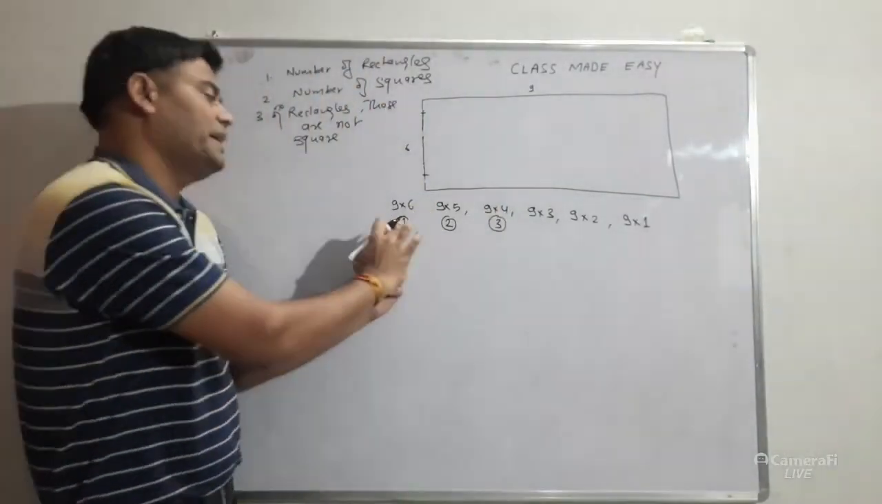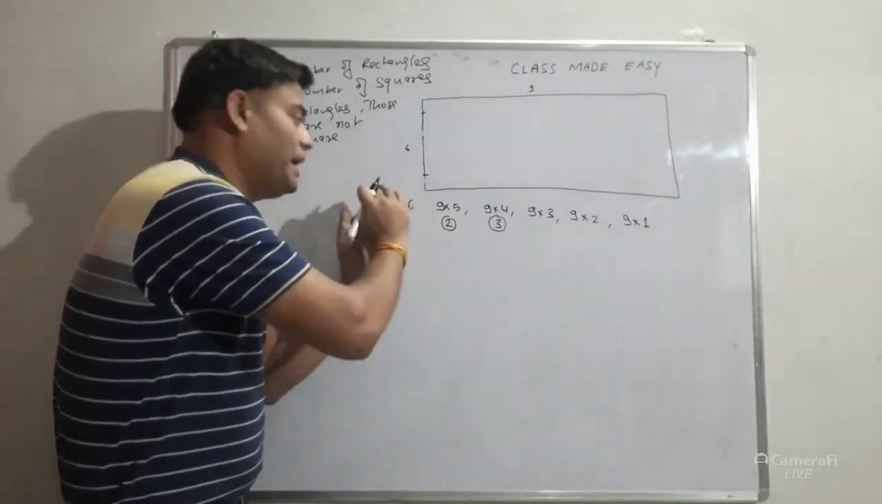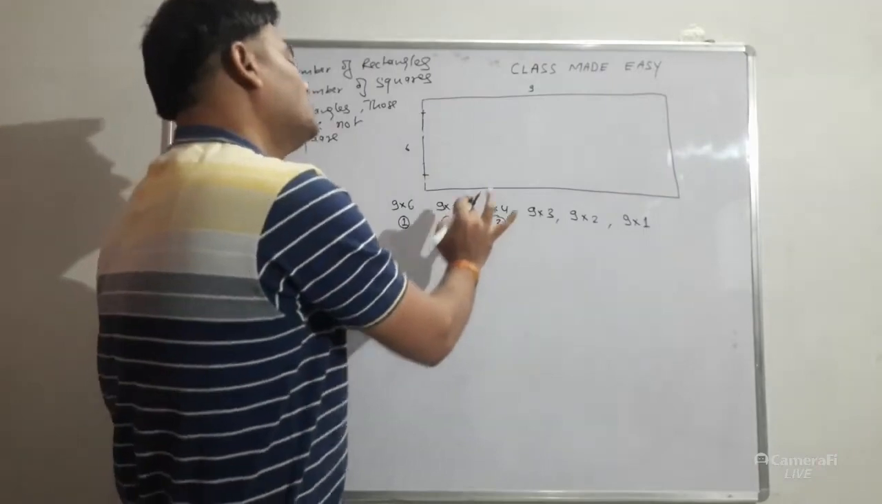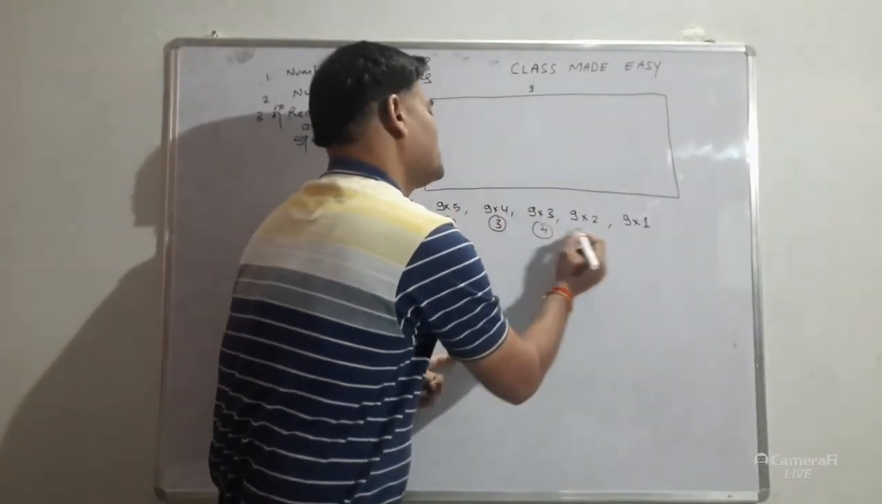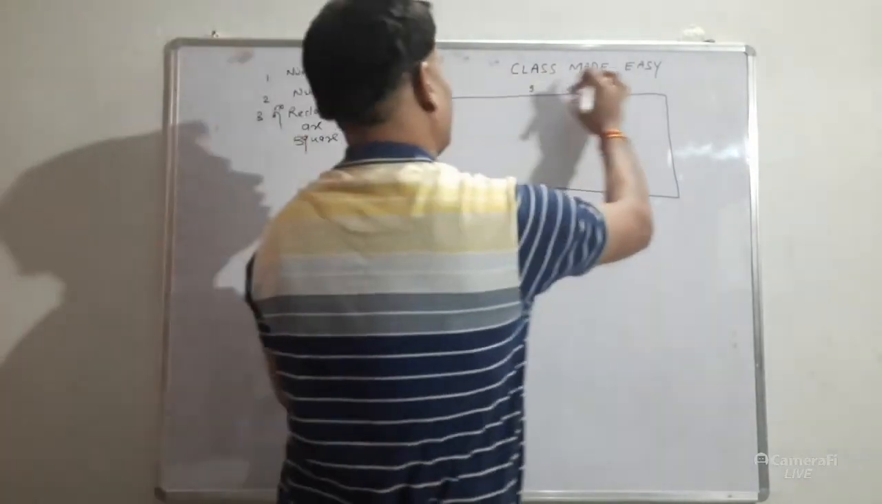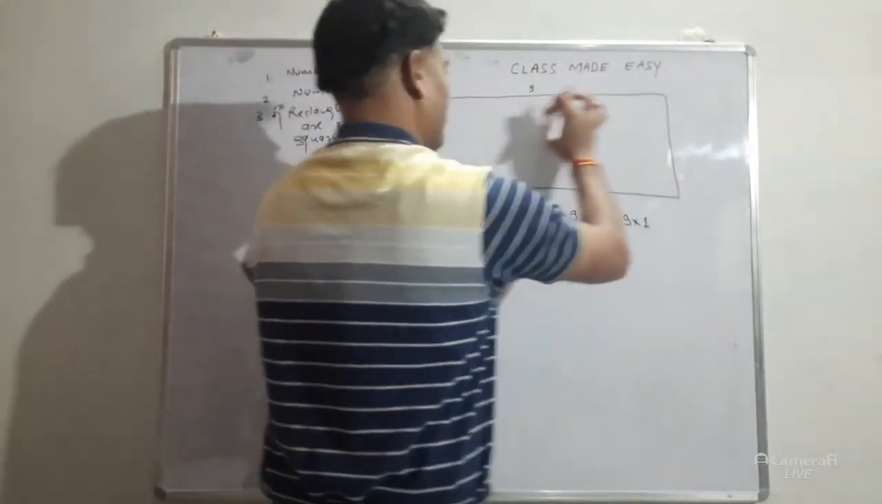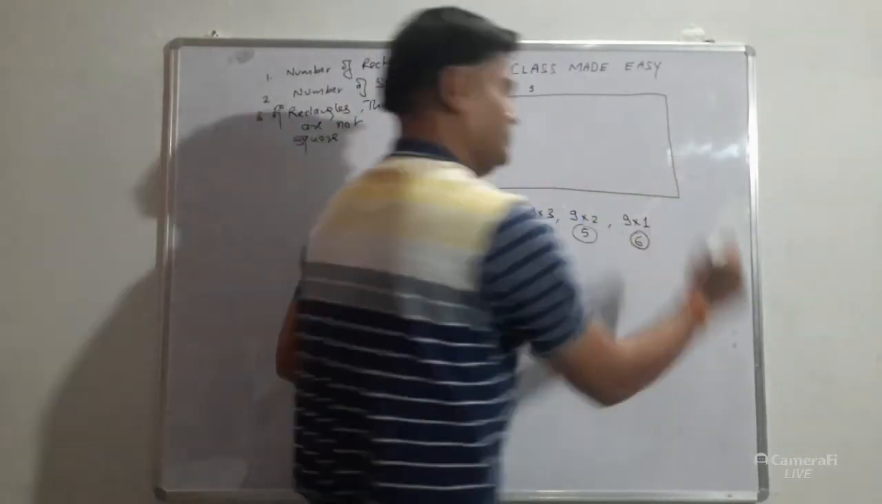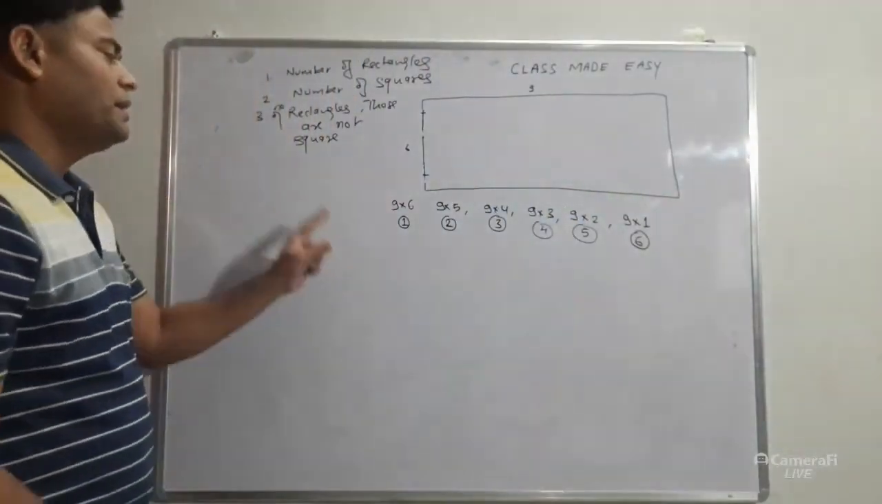So here you can say this is 1, this is 2. By this trend you can develop a formula. It is 1, this is 2, this is 3, this is 4, this is 5, and then 9 by 1, 9 by 1, 9 by 1, 9 by 1, 9 by 1, 9 by 1. So total 6 rectangles are there.